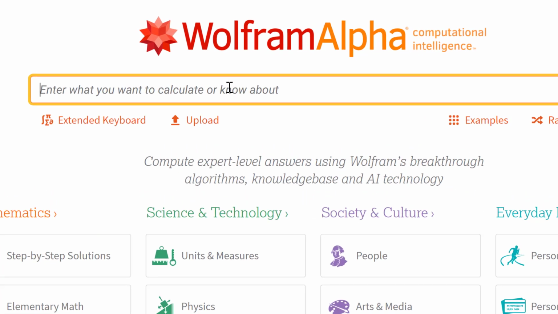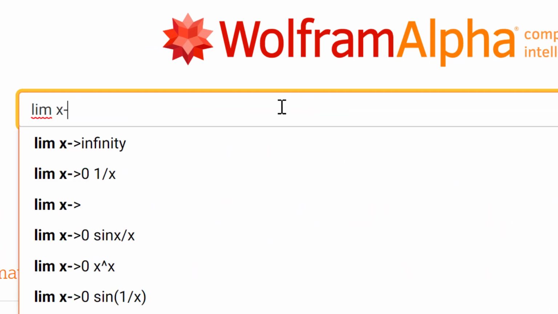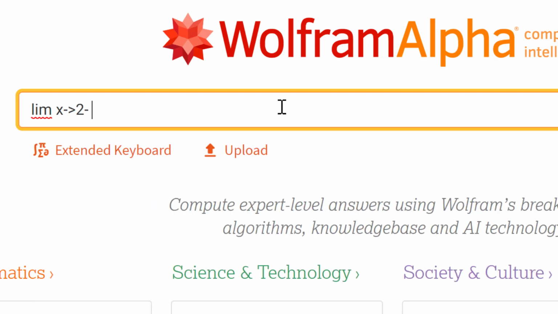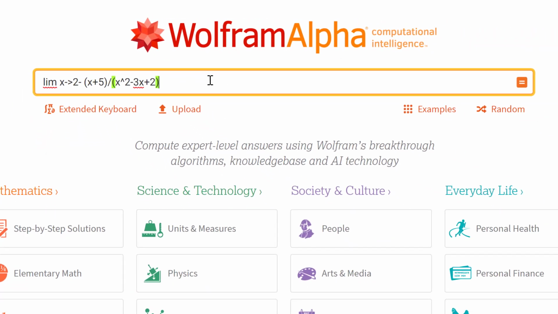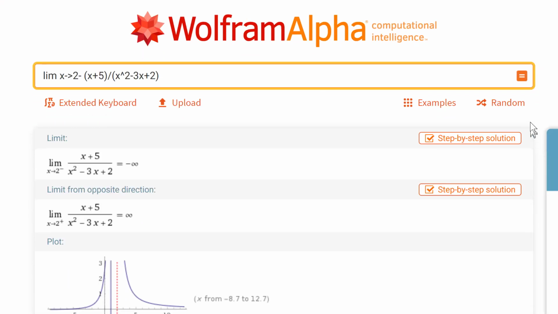Okay, here we are at wolframalpha.com, and I'll type in the limit as x approaches, so that's the dash in the triangle bracket, 2, and then I'll put a minus. That means 2 from the left. And then in parentheses, the numerator here was x plus 5, and the denominator was x squared minus 3x plus 2. Okay, so that's how you would type it in. Hit the equal sign.